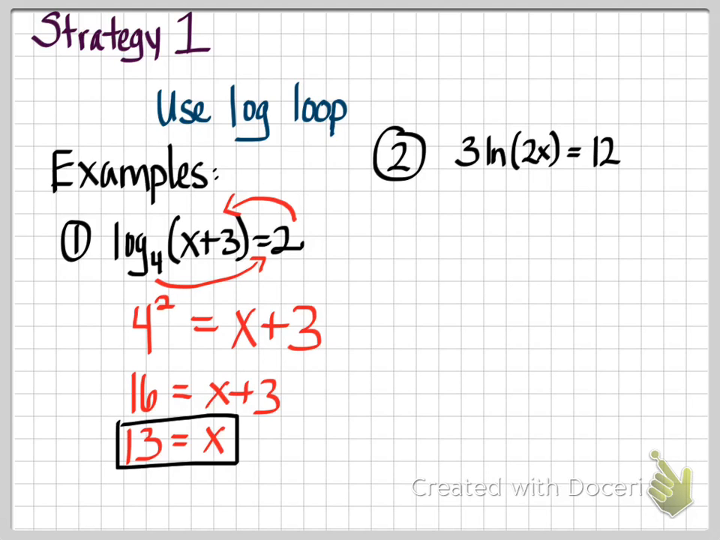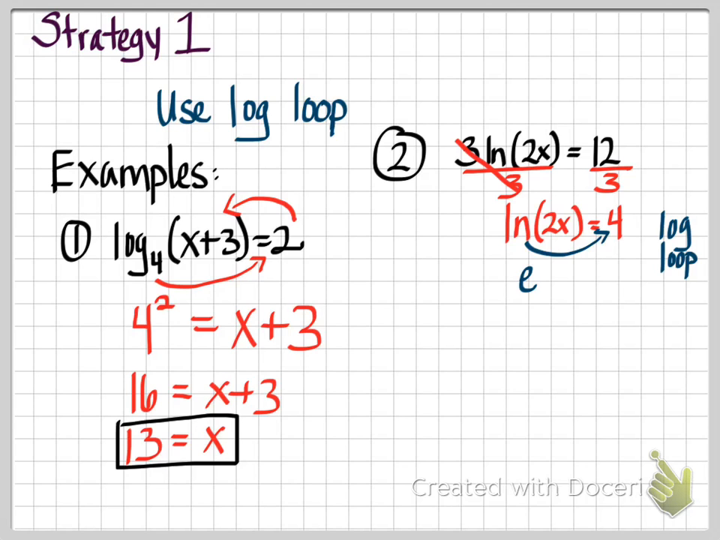In the second example, now we'll have to use the fact that this is a natural log. Before we can use the log loop, let's get rid of the 3, so we have natural log of 2x alone. So we get natural log of 2x equals 4. Now we'll use the log loop. Remembering natural log is base e, so we'll do e to the fourth power equals 2x.